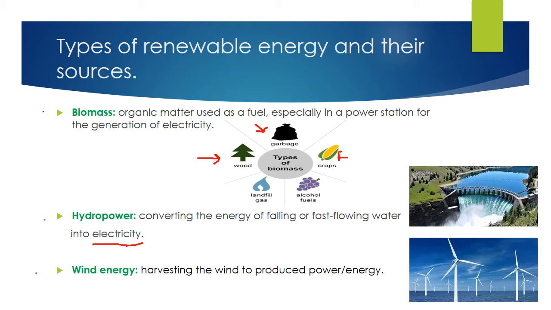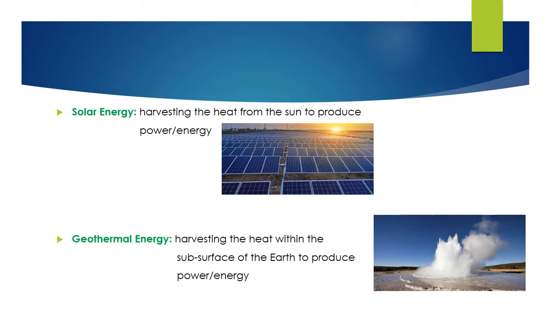Third type, wind energy. Wind energy is produced by harvesting the wind and turning it into power and energy, into electricity. Solar energy, obviously, as you all know, is harvesting the heat from the sun to produce power and energy. This is a very popular type of energy, probably the most popular among the rest of them and the most widely used.